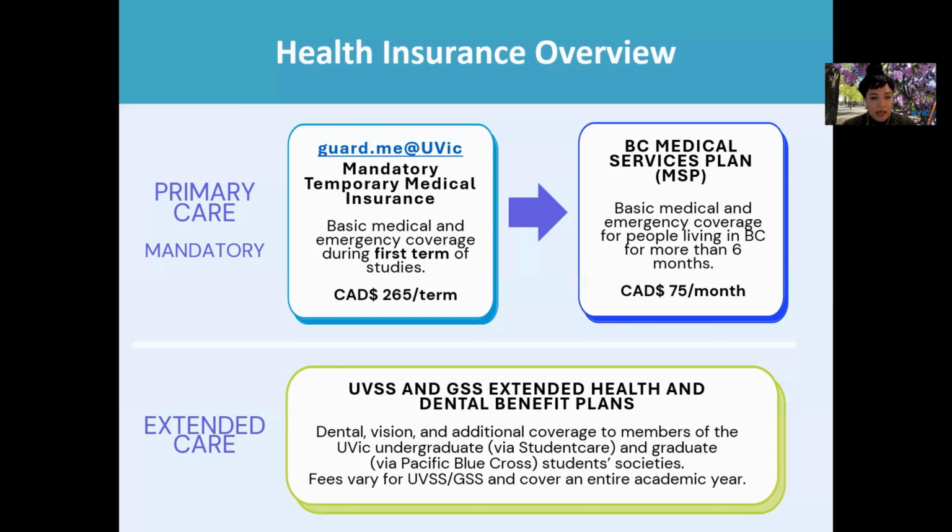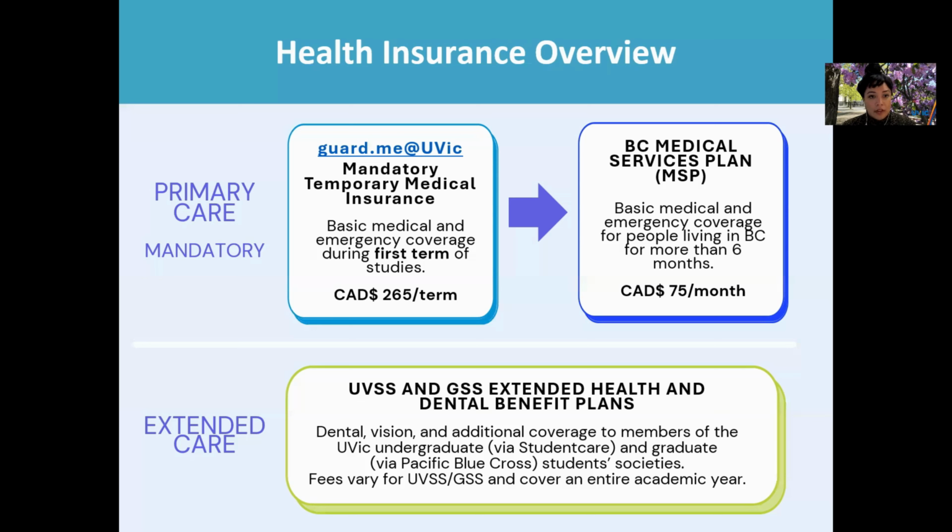So your MTMI plan is a short-term health insurance plan that provides you with basic medical and emergency coverage for your first term of studies, so your first 4 months of school. The cost for that plan is $265 a term, and again, it is your first form of primary health insurance. The reason that you are automatically enrolled in this plan and that it's temporary is because you need to use that time, that period where you're covered, to apply for and to receive the local provincial medical services plan called BC MSP, so the BC Medical Services Plan.